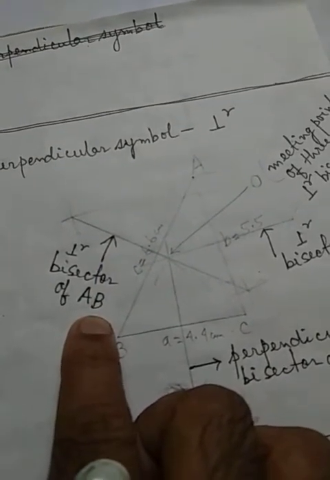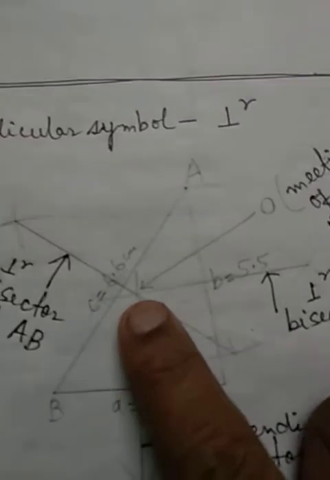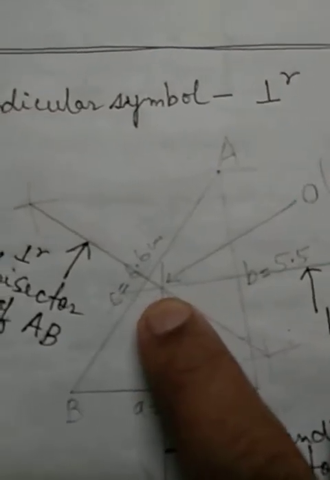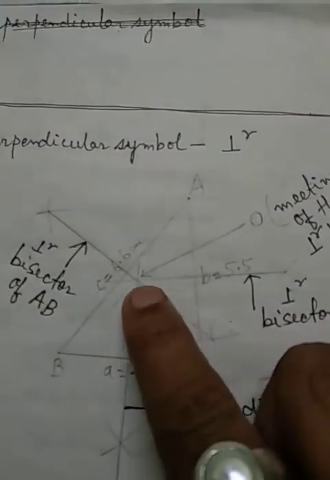So 3 sides of a triangle, 3 perpendicular bisectors. And the unique thing you see, all the bisectors will meet at a common point, or they will pass through a common point. This point which I have mentioned as O is the meeting point of the 3 perpendicular bisectors. So 3 sides of the triangle, 3 perpendicular bisectors possible.